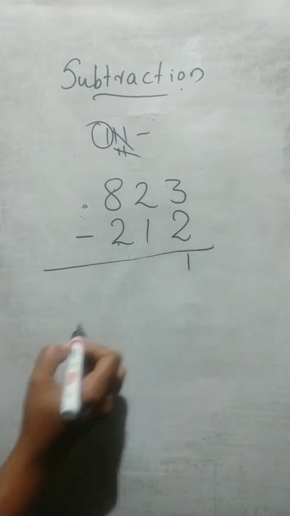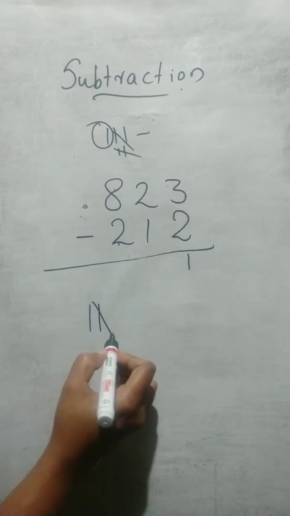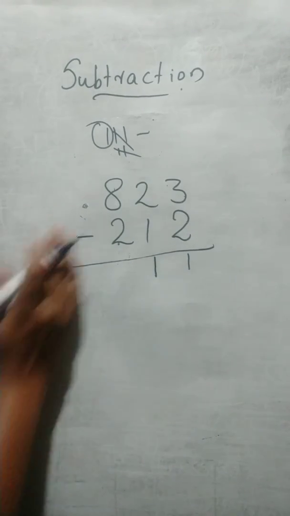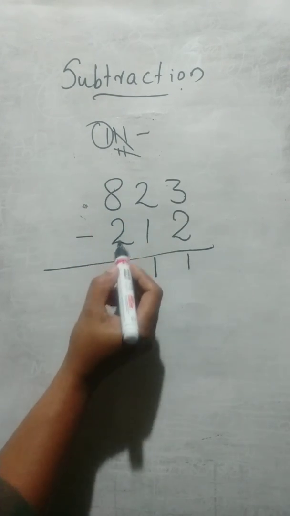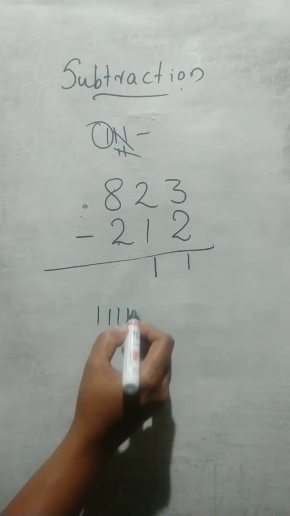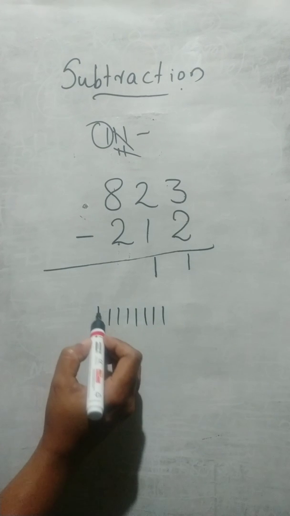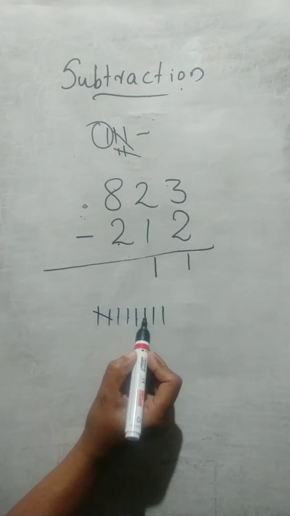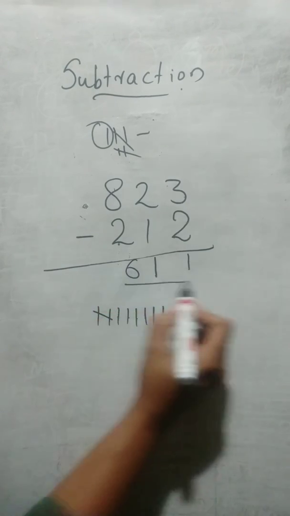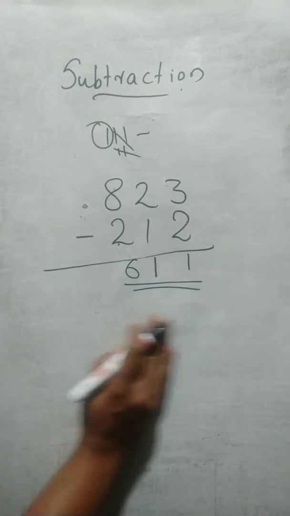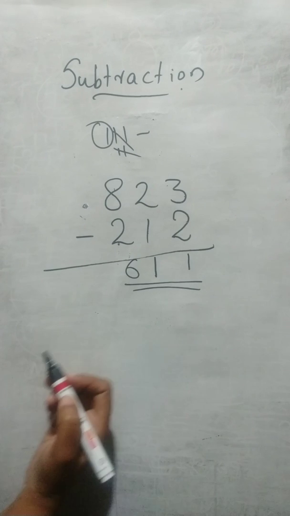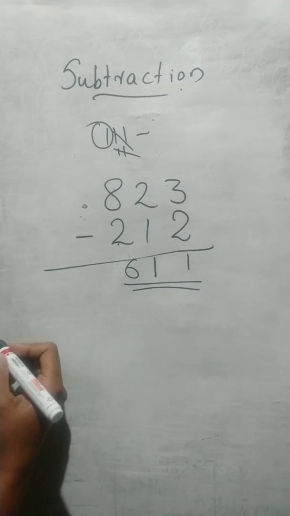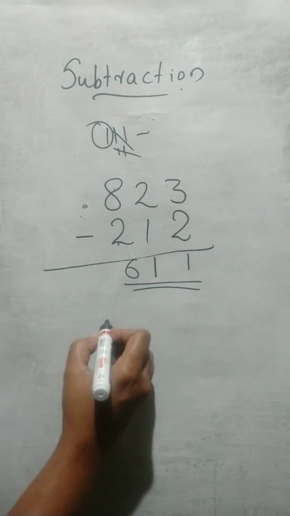Then 2 minus 1. 2 pencils, 1 we have to cut. So remaining 1 is there. Then 8 minus 2. 1, 2, 3, 4, 5, 6, 7, 8. Minus 2. How many are there remaining? 1, 2, 3, 4, 5, 6. So we can write the answer is 611.